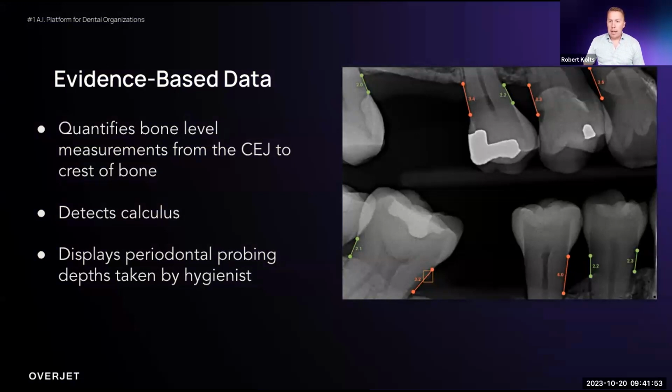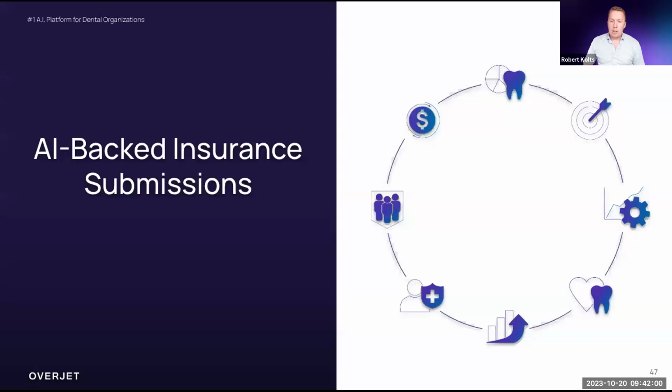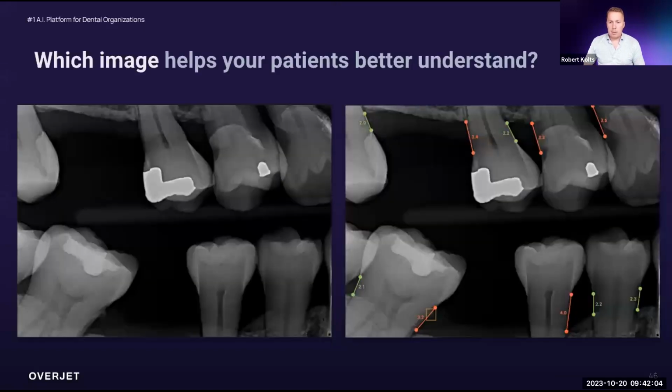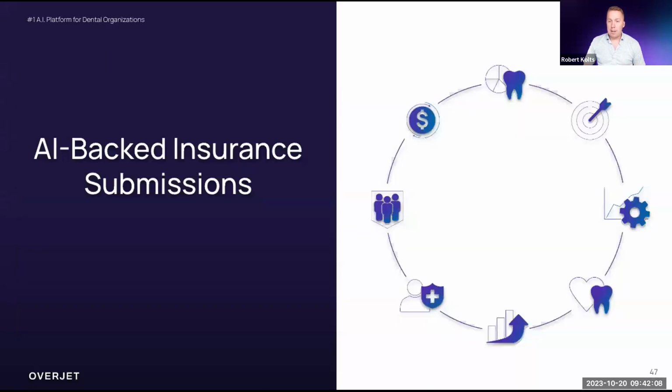And so the last thing I want to touch on here is the way that this can also streamline some of your insurance submissions. So it may surprise you, or maybe by this point it won't surprise you, that artificial intelligence is used extensively by insurance payers. In fact, the majority of the payers, the top 10 payers at least, are using AI and specifically Overjet's artificial intelligence to automatically approve your claims.